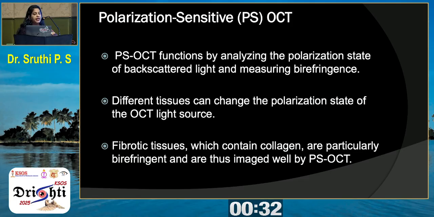So coming to the next emerging advance, the polarization sensitive OCT, that is PSOCT. PSOCT functions by analyzing the polarization state of the backscattered light and measuring its birefringence. So different tissue has different polarization state. The fibrotic tissue containing collagen is particularly birefringent and thus imaged well by PSOCT.